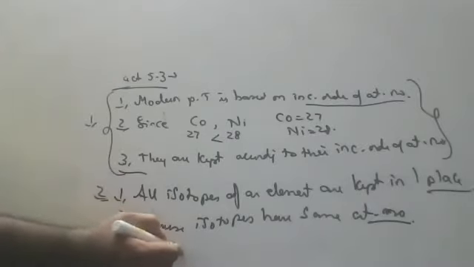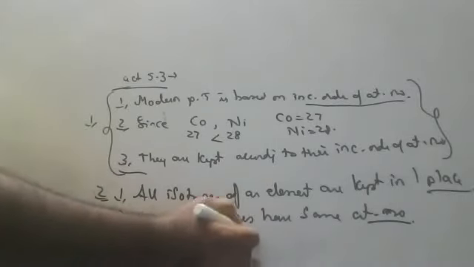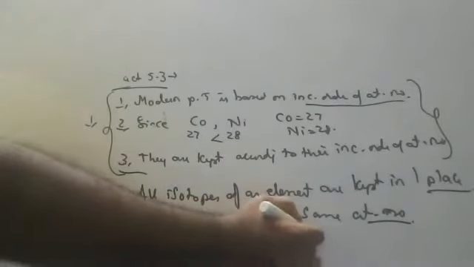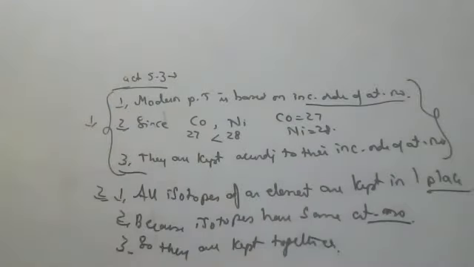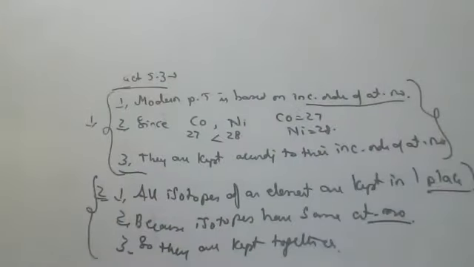So they are kept together of one element. Isotopes of one element are kept in one place only, children. Okay, please write down, children. In an exam like this, we should write, divide and write.